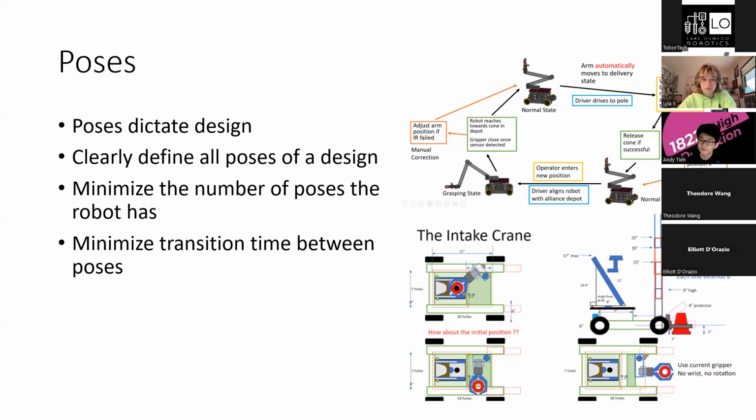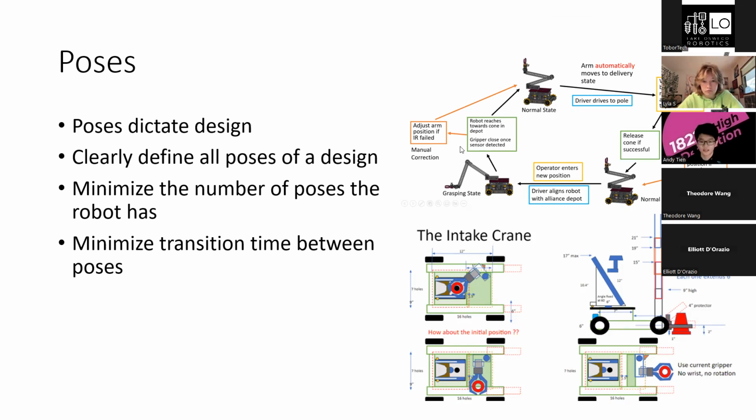And if these transitions are not smooth or they're time inefficient, your drive team will end up waiting on these transitions rather than focusing on making strategic calls or reacting to the situation of the game. So by minimizing, first of all, the number of poses that a robot can have and minimizing the transition time between these poses, your drive team's life is significantly simplified. And that means that they have more time to focus on playing the game rather than focus on operating the robot.